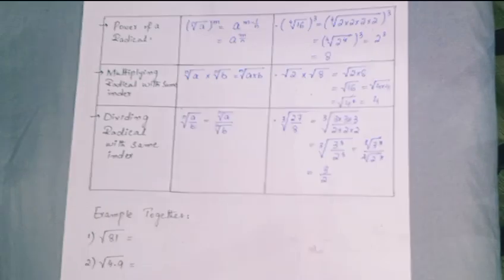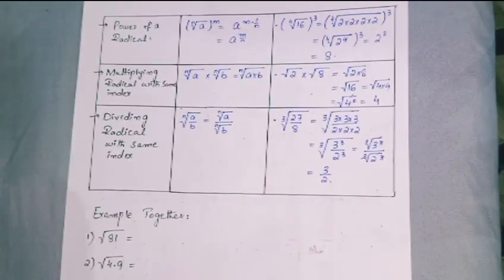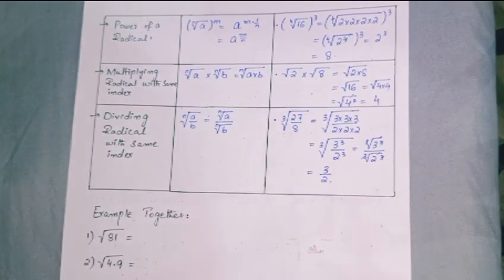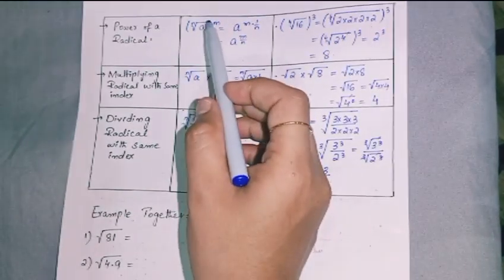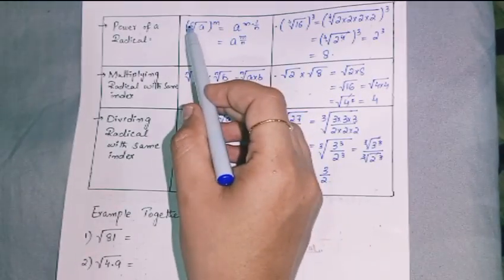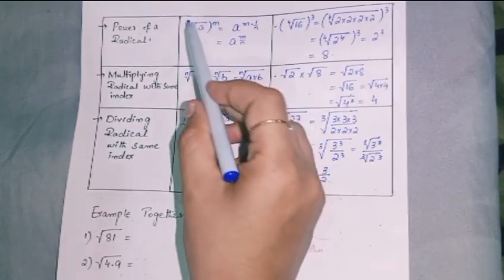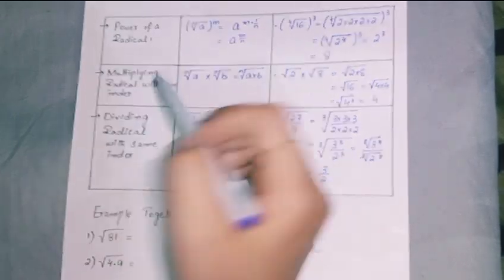Now here you can see it is the power of a radical. It means you have a power on the radical. So how is it written in the general form, in the terminology form? It is written like this: this is the index and this is the radical, and it has a whole power. So how can you solve it?